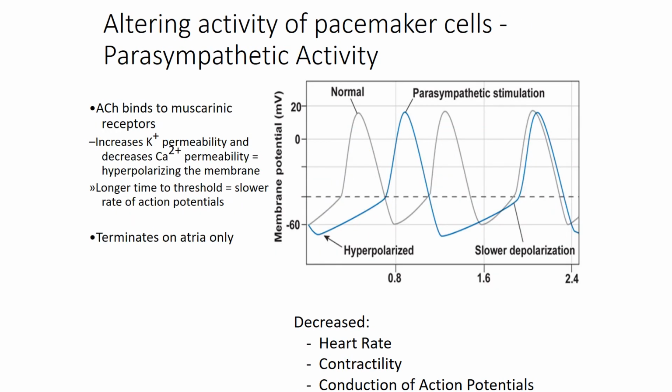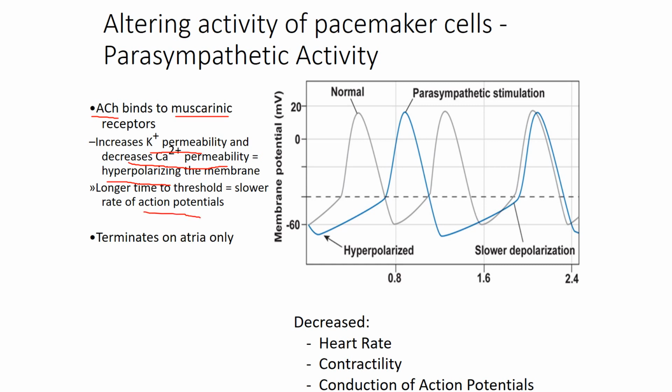Parasympathetic division, however, is going to have opposite effects. So here we're going to have acetylcholine, and it's going to bind to muscarinic acetylcholine receptors. So what this does is it increases potassium permeability and then decreases calcium permeability. And so this leads to a larger hyperpolarization of the membrane, and so it takes a longer time to reach threshold. Okay, and so that's going to slow the rate of the action potentials.